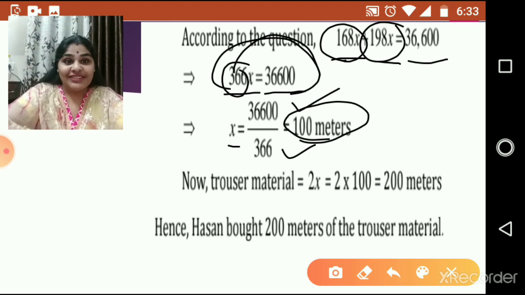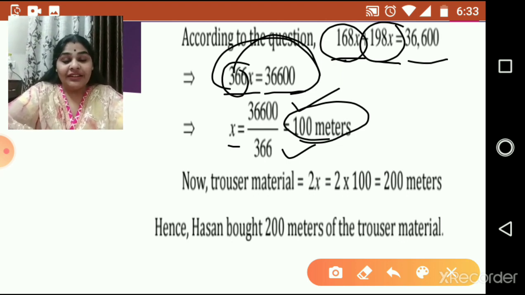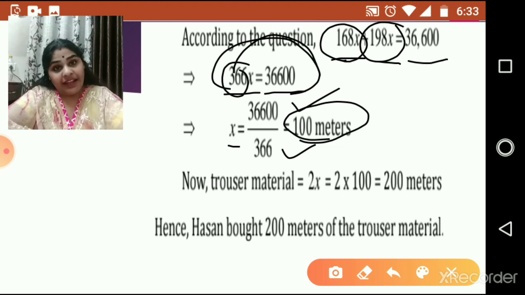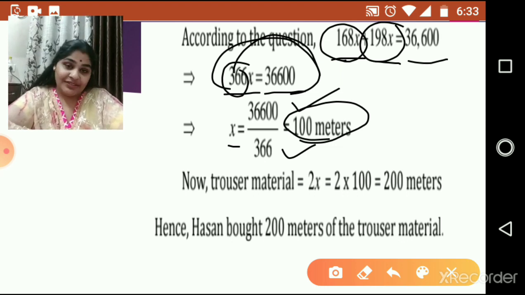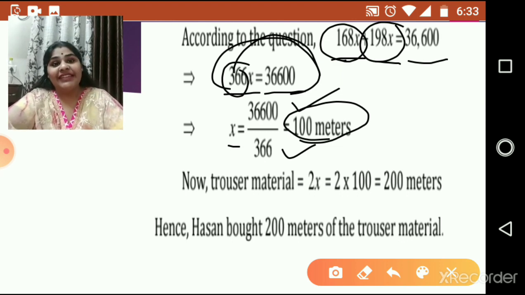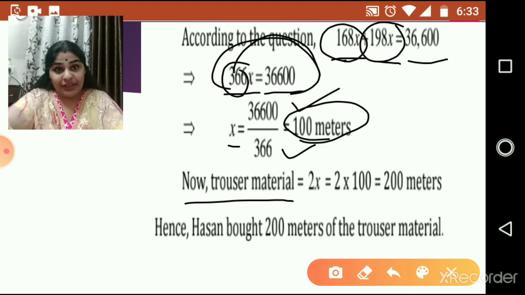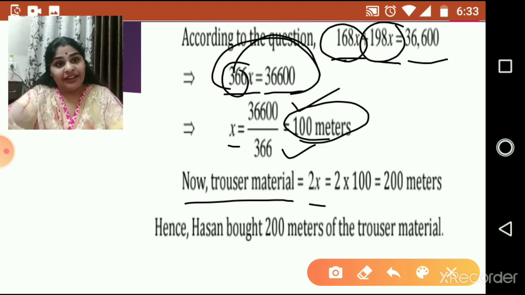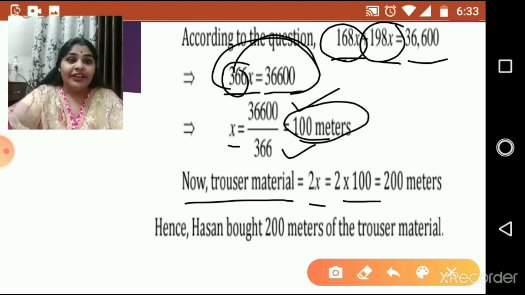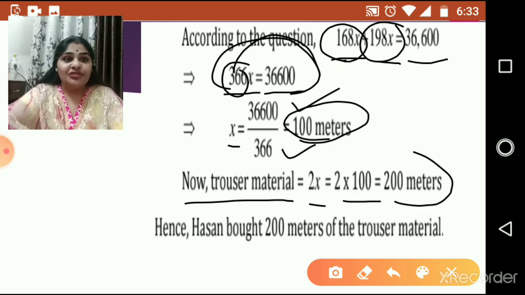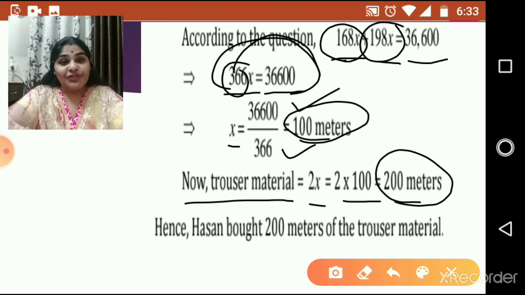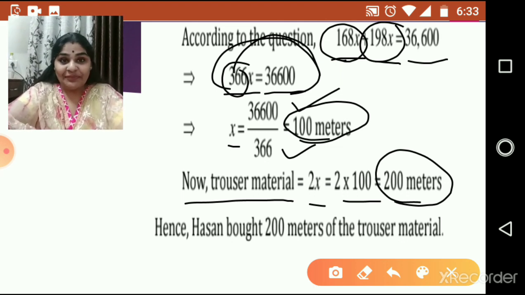Now x was the trouser material. Now we have the ratio here. Shirt was 3x and the trouser material was 2x. So they have asked only the trouser material in the question. So we will say now the trouser material is equal to 2x, and that 2 into x is nothing but 100, which we have just now got. So 2 into 100 will be 200 meters. Hence Hassan bought 200 meters of trouser material.